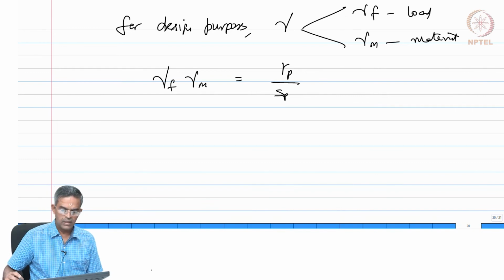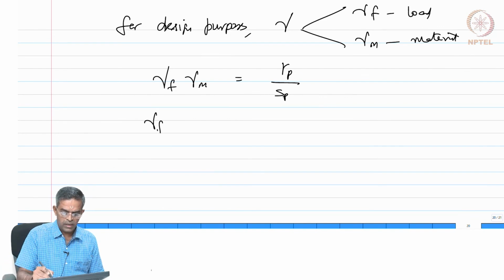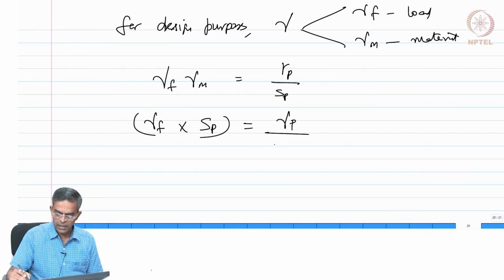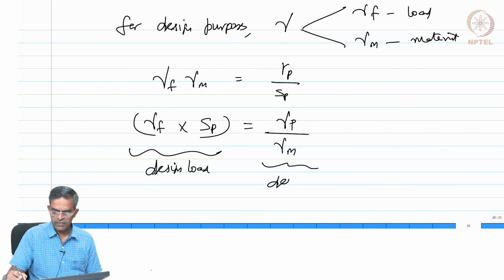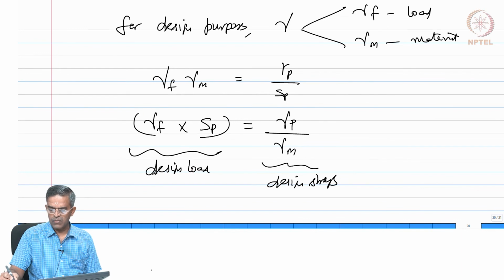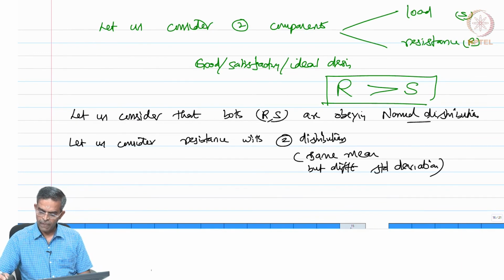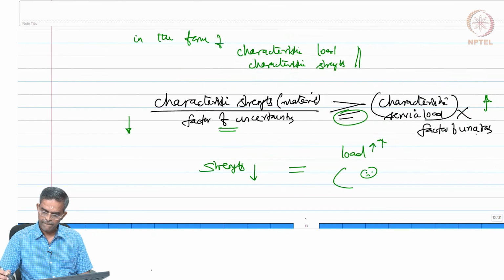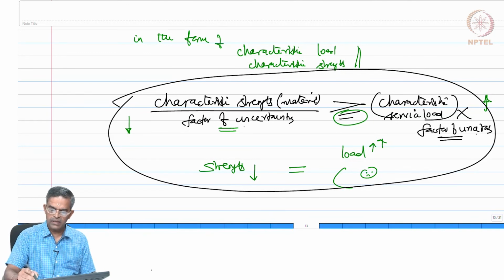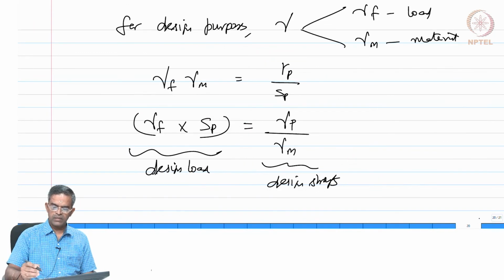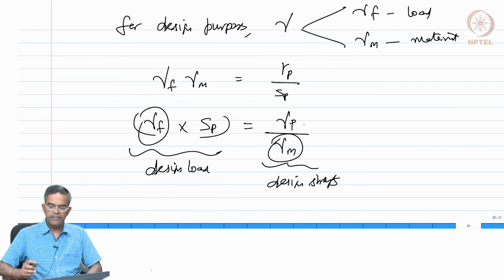So, therefore, friends, if you want to combine or join them, we should say gamma f multiplied by Sp should be gamma p divided by gamma m. So, this is what we call a design load, this is what we call a design strength. This is the same equation we wrote earlier, see here. One is a multiplier, other is a divider.